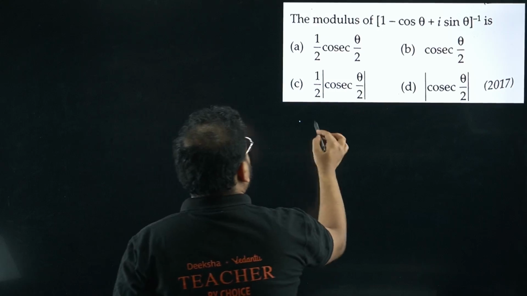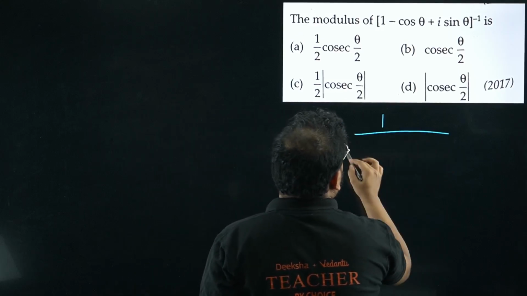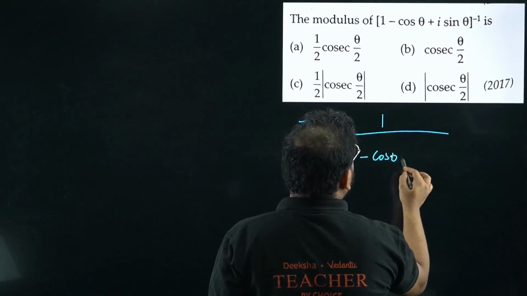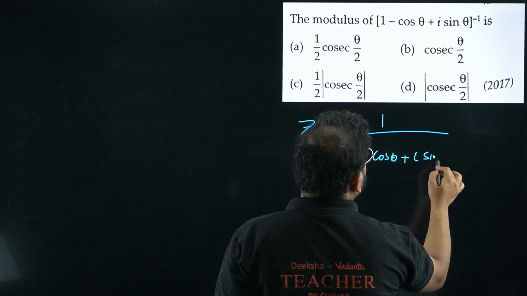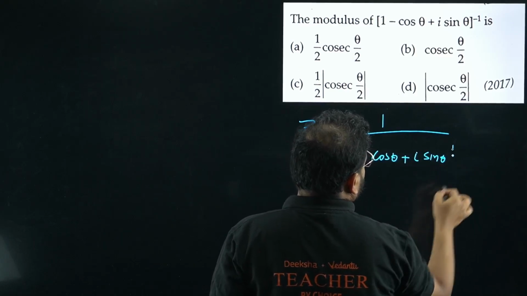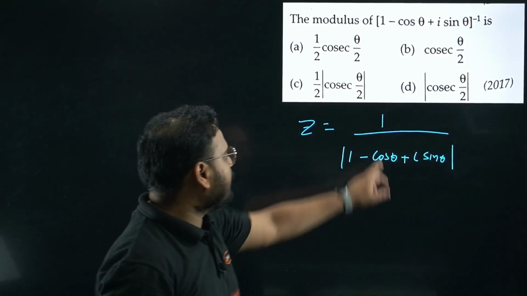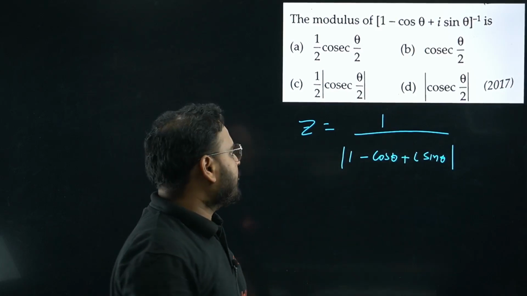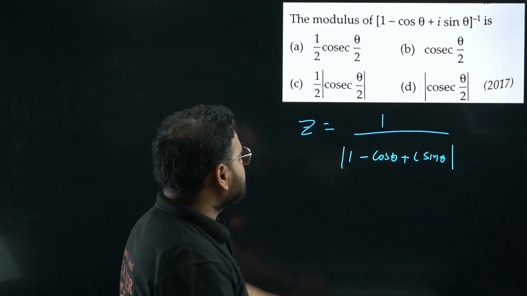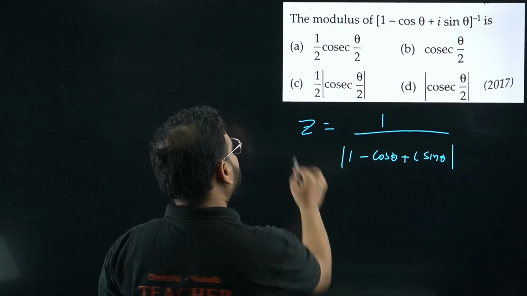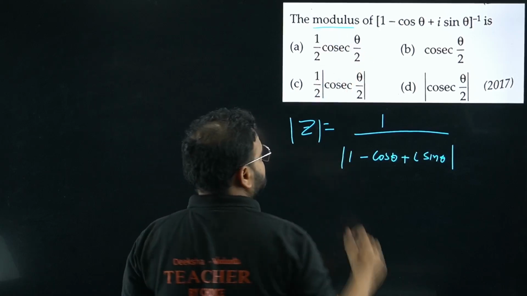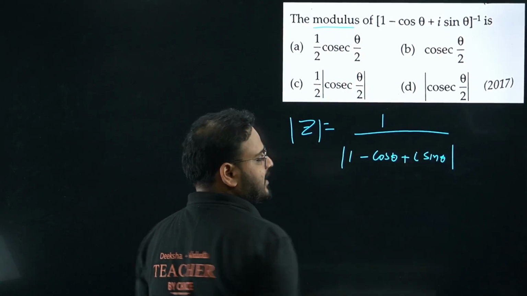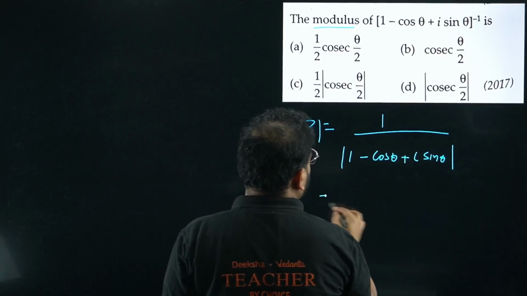Great. So let's take the number z equals 1 upon mod of 1 minus cos theta plus i sin theta. This only, right? They're asking, because mod of 1 is what? It's going to be 1 only. So we have to worry about only the denominator part. I'm looking for the modulus. Real part and imaginary part. What is the rule? We know the rule.